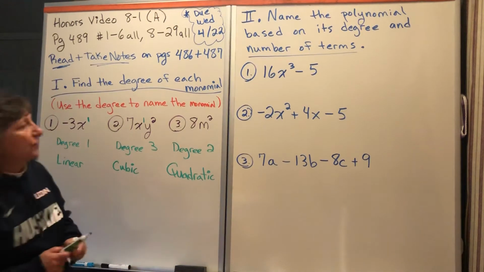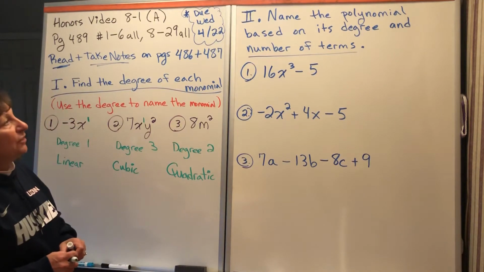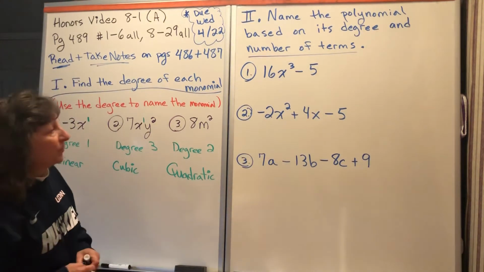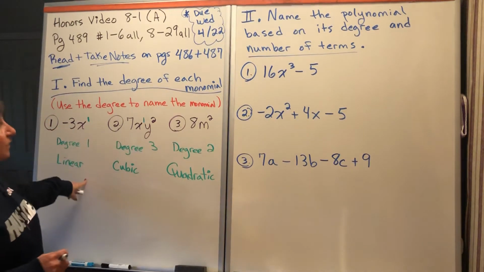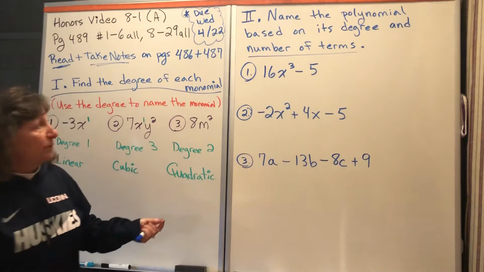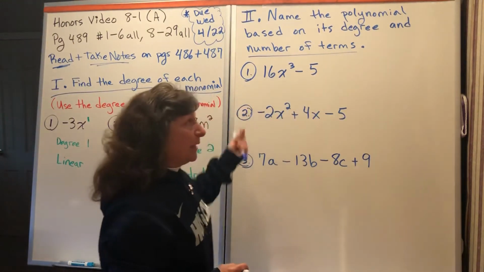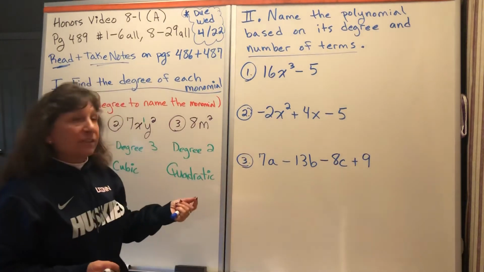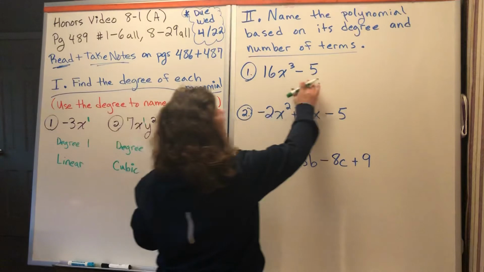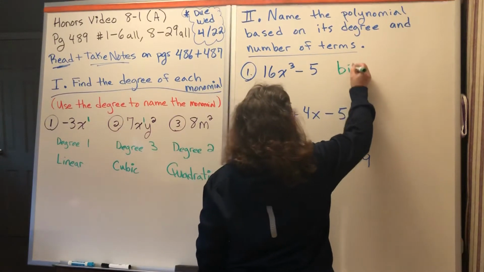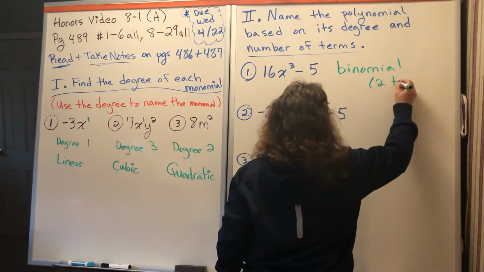And then moving over to the other 3 examples, name the polynomial based on its degree and the number of terms. So in these examples, I didn't give you monomials. I gave you more than 1 term. If we have 2 terms, you can think of bicycle, binoculars. Bi means 2. So this is going to be a binomial because it has 2 terms.